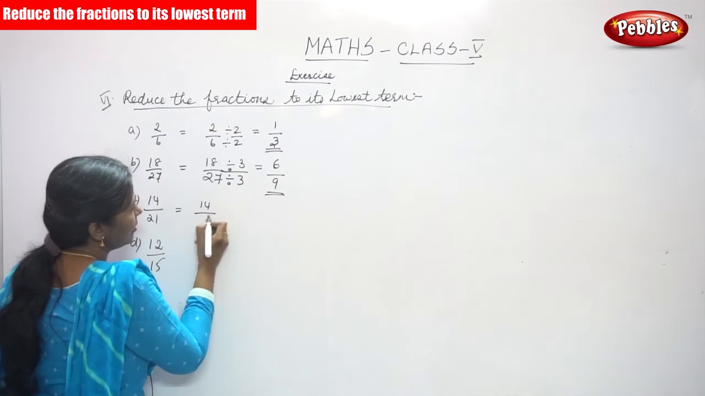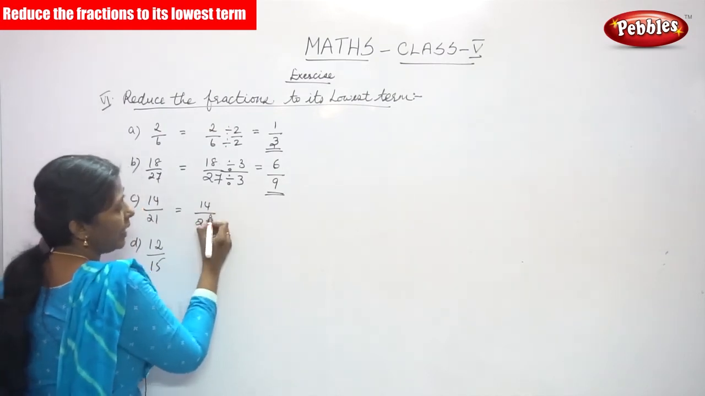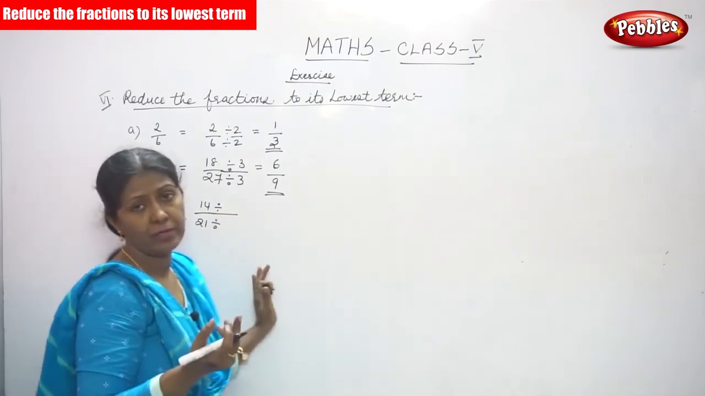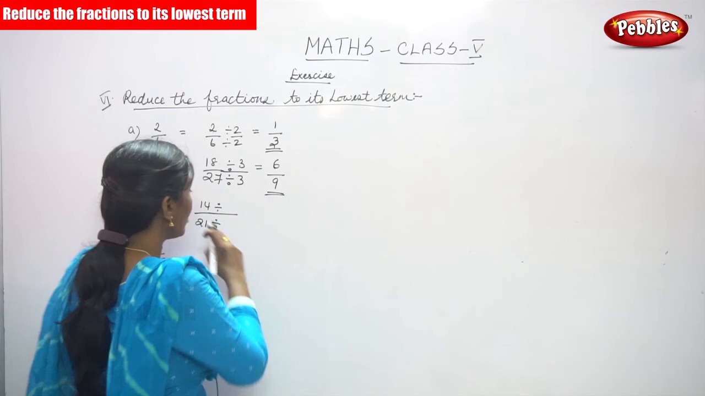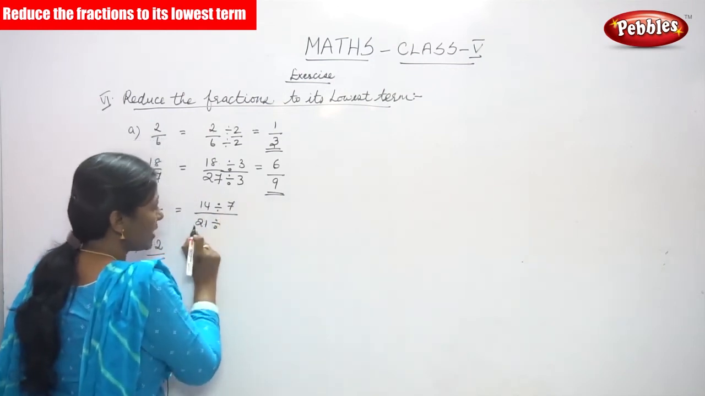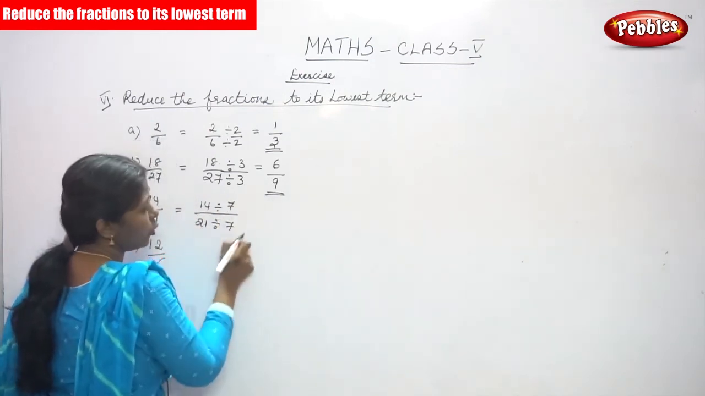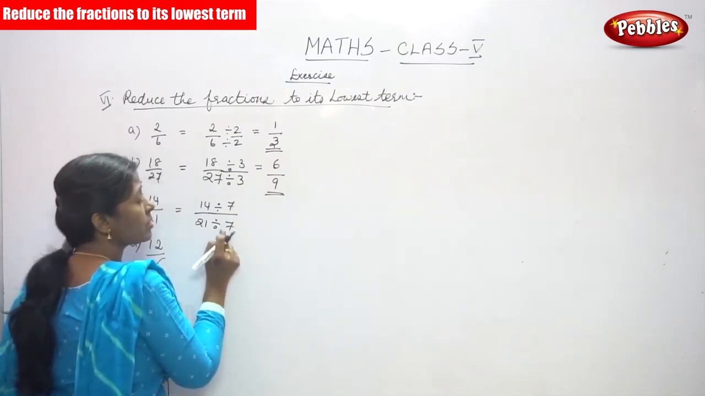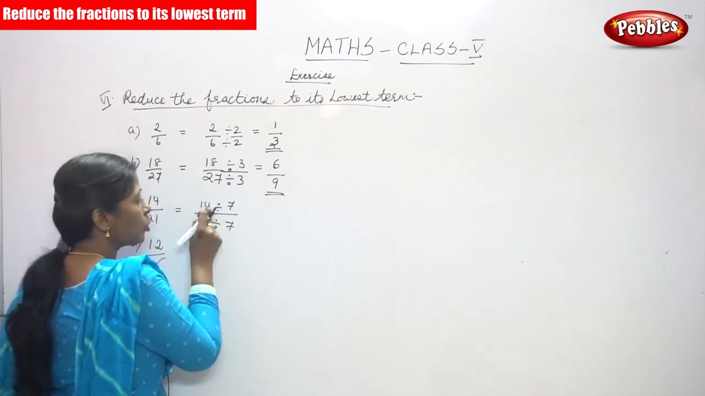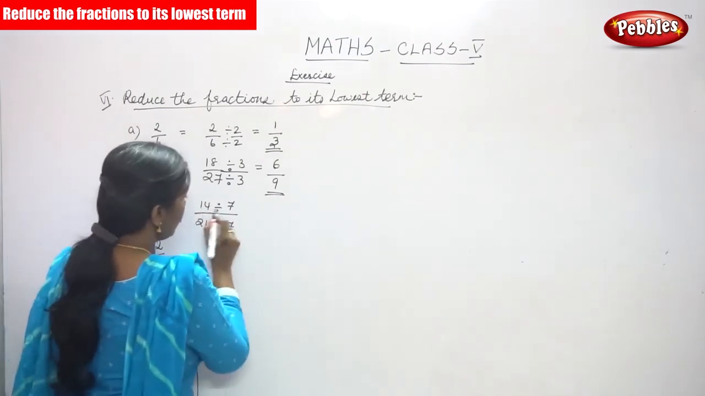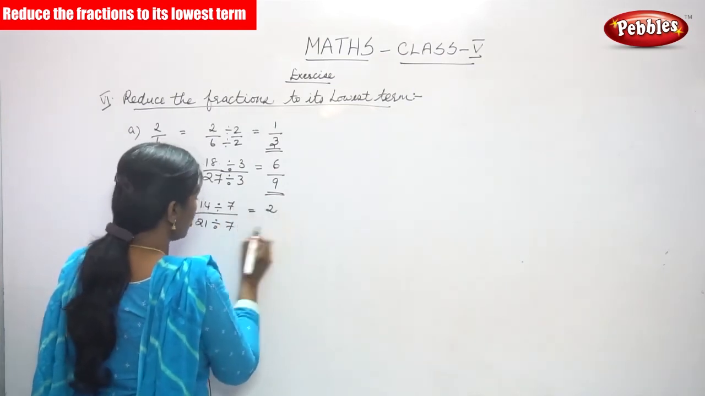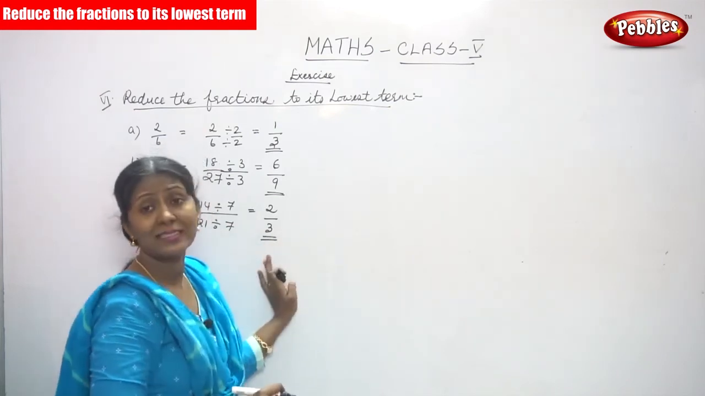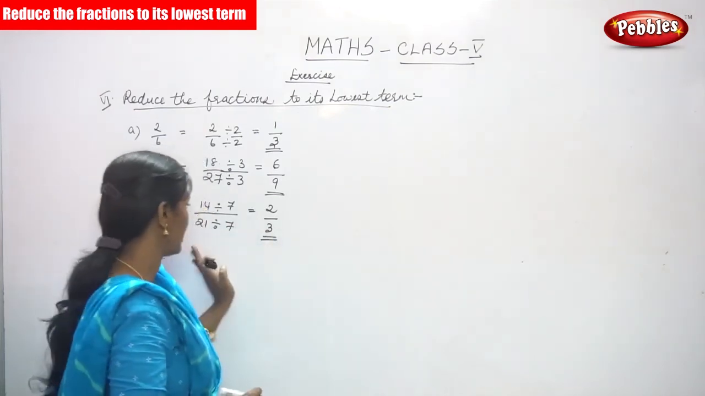So 14 divided by 21. Again I have to take the common factor. I'm going to take 7. So the common factor is 7. 14 is divided by 7 and 21 is also divided by 7. If I take the common factor, that number should divide both the numerator and the denominator. So 14 divided by 7, I am getting 2. 21 divided by 7, I am getting 3. So 2 by 3 is the answer. That is the lowest term of this sum.